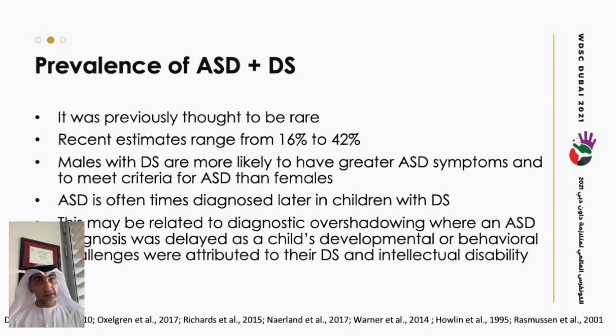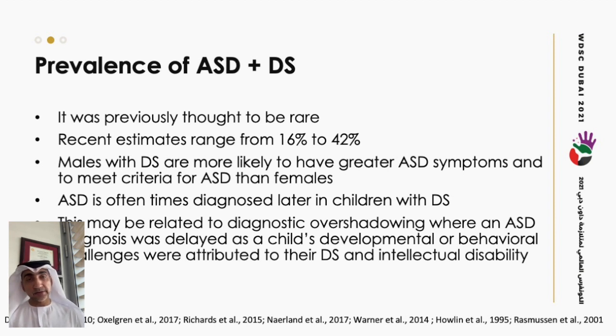Before going into details about prevalence studies, we should highlight and emphasize that, unfortunately, ASD is typically diagnosed at a later age in children with Down syndrome compared to autism among children who don't have Down syndrome. And this is really important because identifying autism early on opens the gates and doors towards treatment interventions.